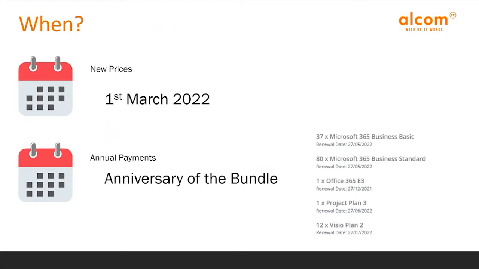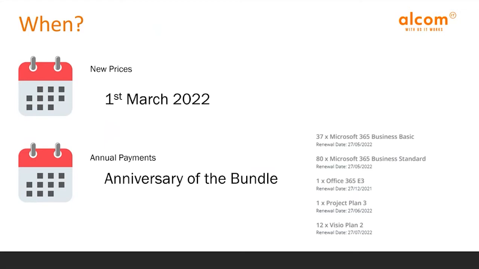They've got, let's move down to, so let's go to the E3, one Office 365 E3 license. That one doesn't renew until the 27th of December 2021, which is before the 1st of March changes. So that one will apply from the 27th of December 2022. Okay, so it really depends on the anniversary of the bundle. I hope that's clear and makes sense, but it all depends on the anniversary of the bundle and that 1st of March cutoff date.